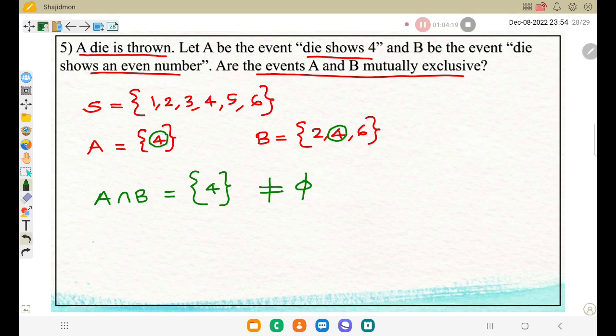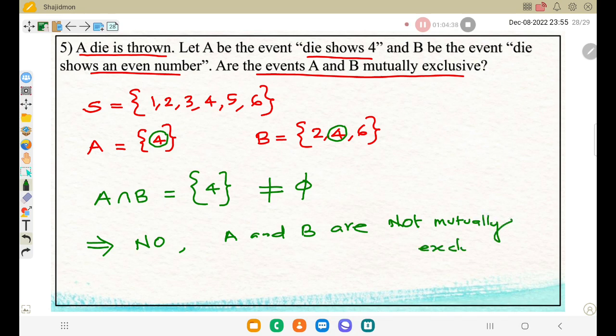So what can we say the answer? Are the events mutually exclusive? No. Correct? No. What we can say: A and B, these two events, are not mutually exclusive. I hope you understood the question.